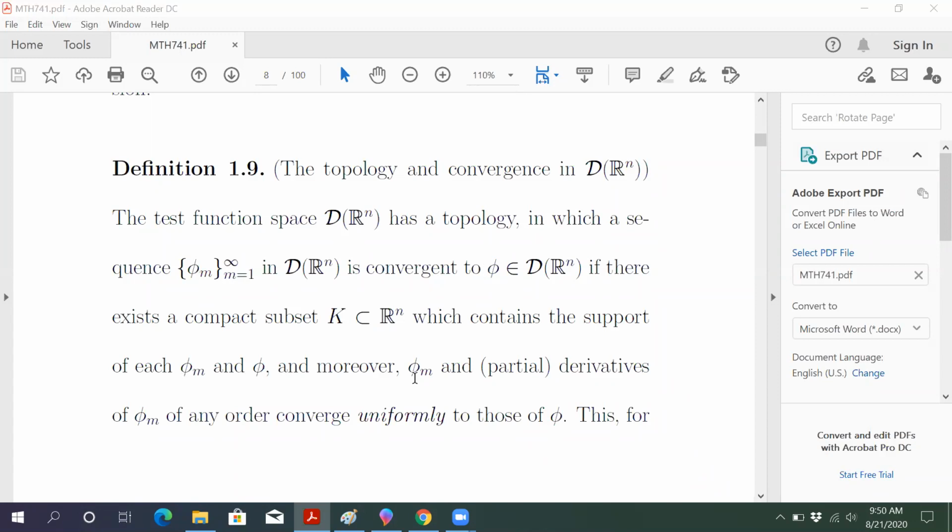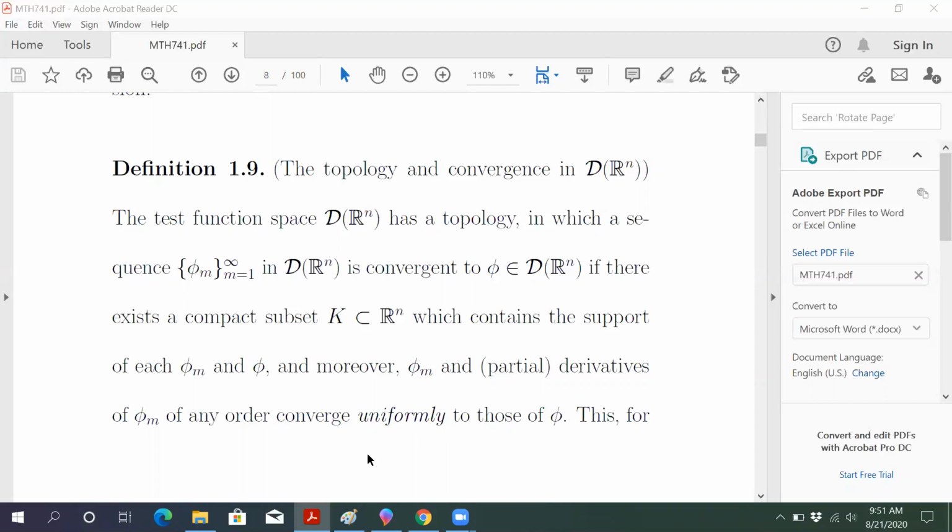And moreover, look at here, phi_m and each derivative of phi_m of any order. If you are talking about test functions on a one-dimensional space, when we say derivative, it means ordinary derivative. But if you are talking about dimensions higher than one, we have partial derivatives. So moreover, phi_m and the partial derivatives of phi_m of any order converge uniformly to those of phi. It means phi_m converges uniformly to phi, and each derivative of phi_m converges uniformly to that of phi: first derivative uniformly to first derivative, second derivative uniformly to second derivative.